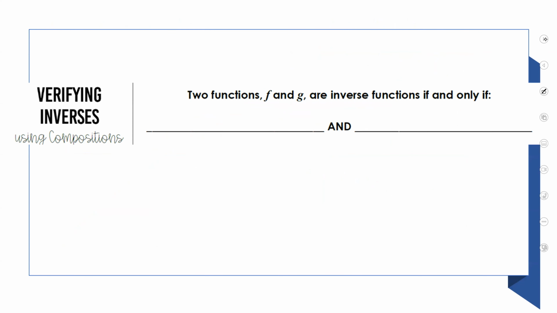Okay, so let's verify whether two equations are inverses or not. What if I give you two equations and I ask, are these inverses? This is how you can tell. Two functions f and g are inverse functions if and only if f of g, so this is what we learned the other day, and g of f equal x. So they both have to equal x. The compositions of both functions have to equal x. And we'll see an example of that.